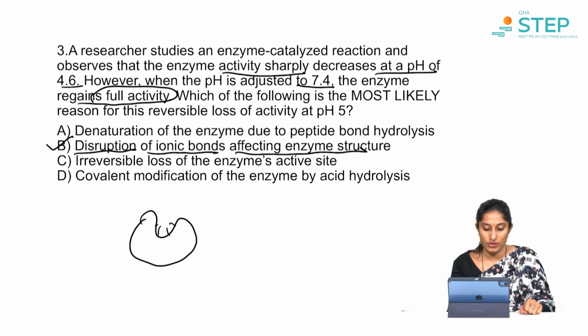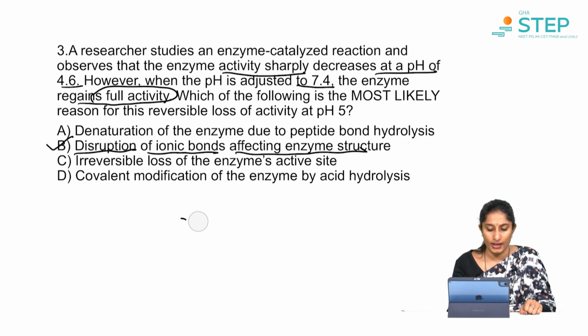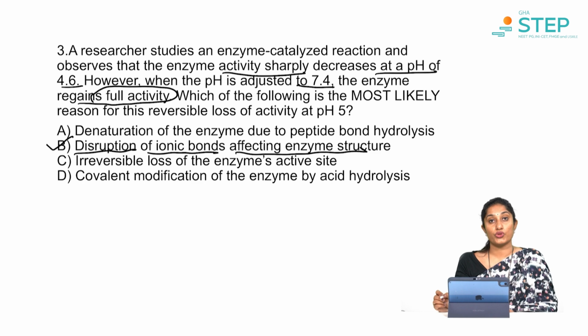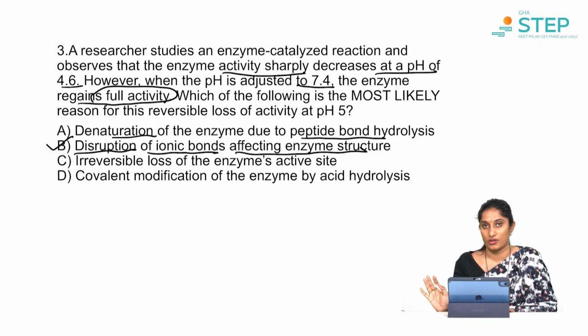So, these ionic bonds, when you change the pH, it causes an alteration over here. What are the other options we are seeing here? Denaturation of the enzyme due to peptide bond hydrolysis. In the first place, what we have to understand here is denaturation does not affect the peptide bond. Denaturation is mainly for secondary, tertiary, quaternary structure of proteins. Peptide bond comes in the primary structure. So, avoid option number A here.